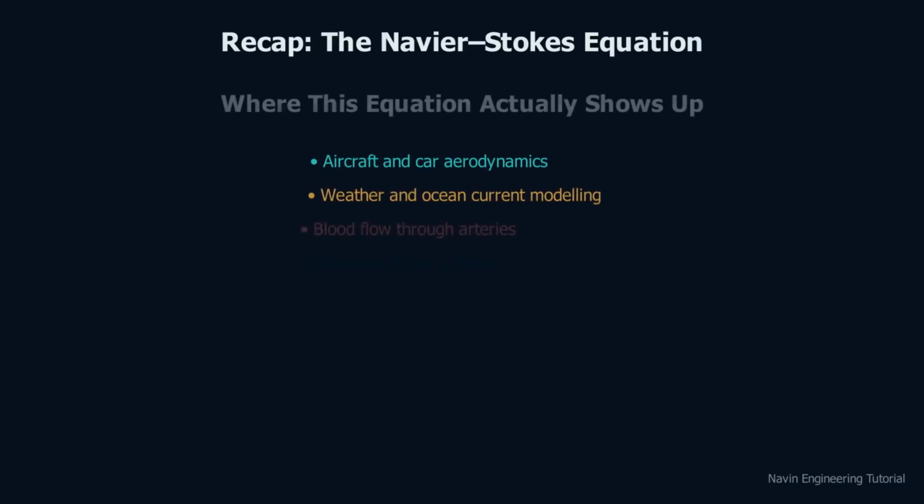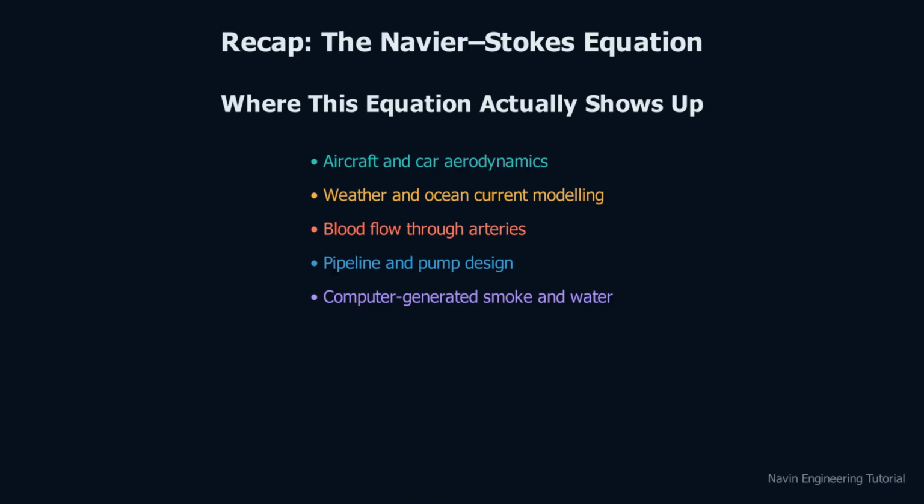This is not an abstract exercise. The very same equation, unchanged, governs the airflow over a wing, the churn of ocean currents, the pulse of blood through an artery, the flow through a pipeline, and even the swirling smoke in a computer-animated film. And despite how well engineers use it every single day, one deep mathematical question about this equation remains unsolved: whether smooth, well-behaved solutions always exist in 3 dimensions. It is one of the 7 Millennium Prize problems, with a $1 million reward still unclaimed.